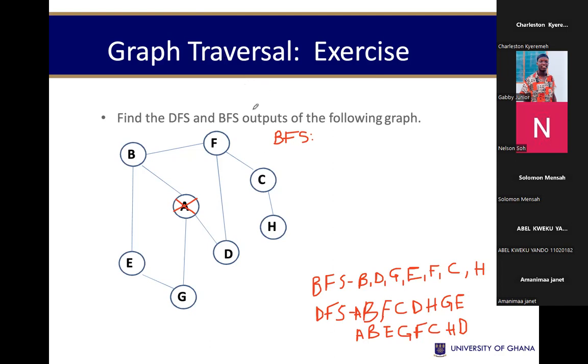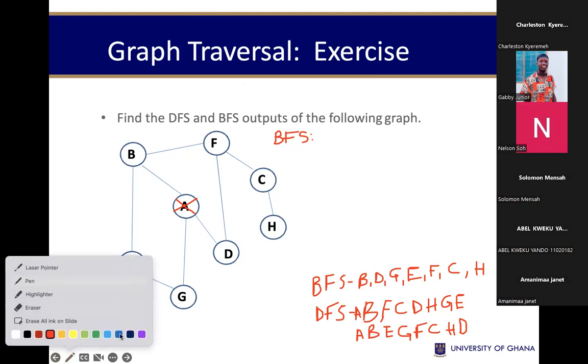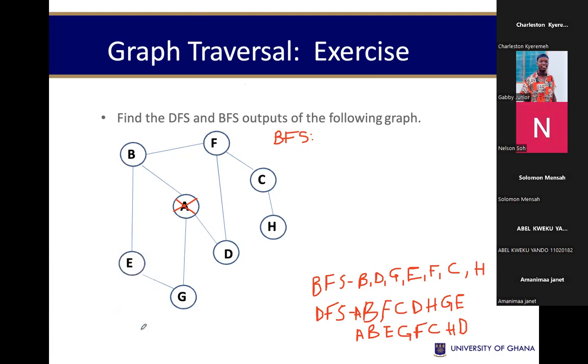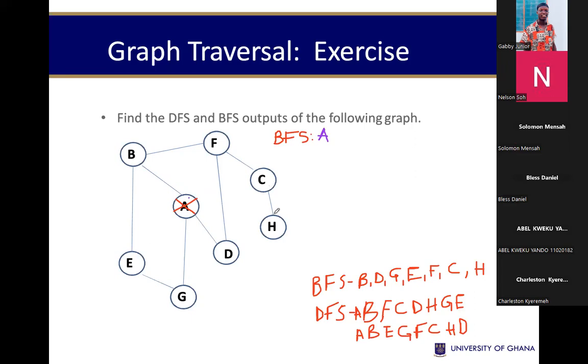So we're going to do it together. When we start with A, I'm going to have the output to be A, which is going to be the first one. And once I'm outputting A, I need to also make sure that I have the adjacent nodes of A. In this case, I'm going to have B, which is the first, followed by D, followed by G.